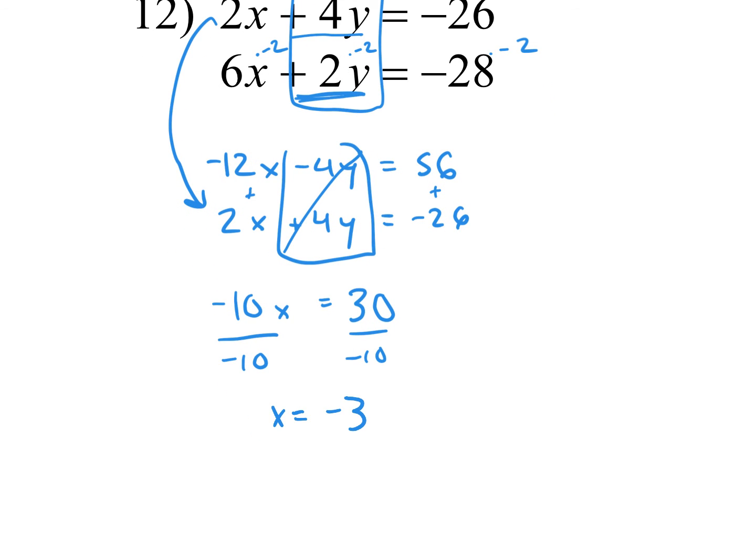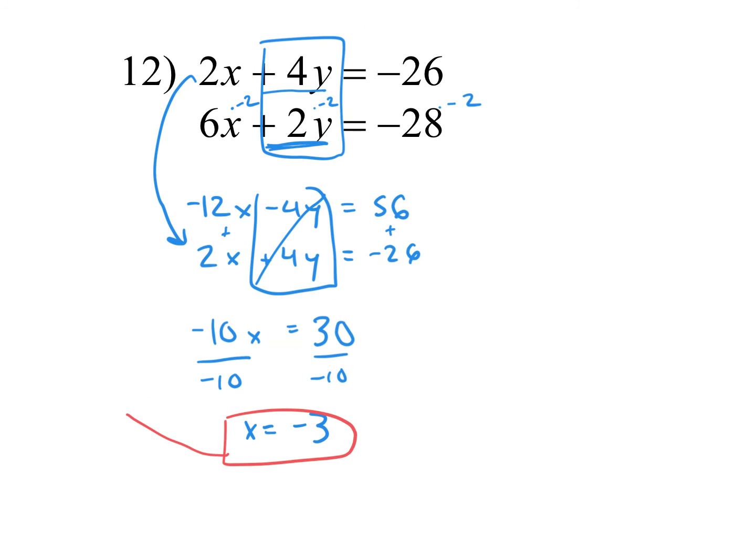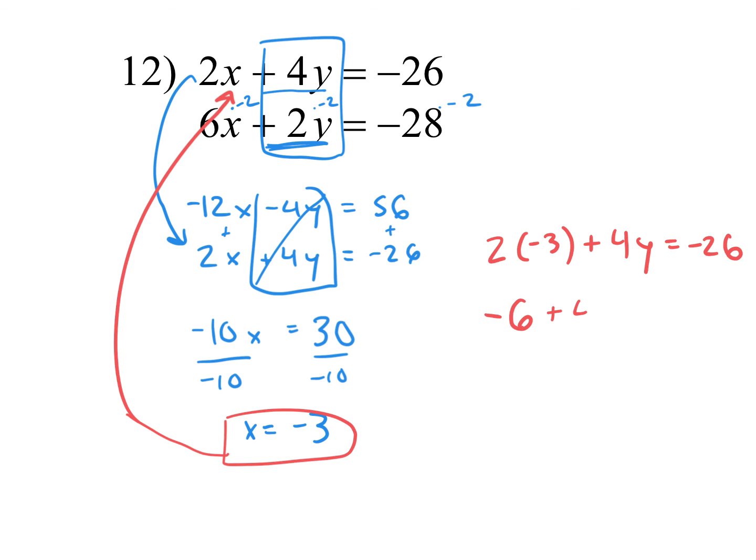X equals negative 3. How do I find y? Plug it in. Do you want to plug it into the first one or the second one? First. Just make sure you plug it into x. So I have 2 times negative 3 plus 4 times y equals negative 26. What should I do first? What's 2 times negative 3? Negative 6 plus 4y equals negative 26.